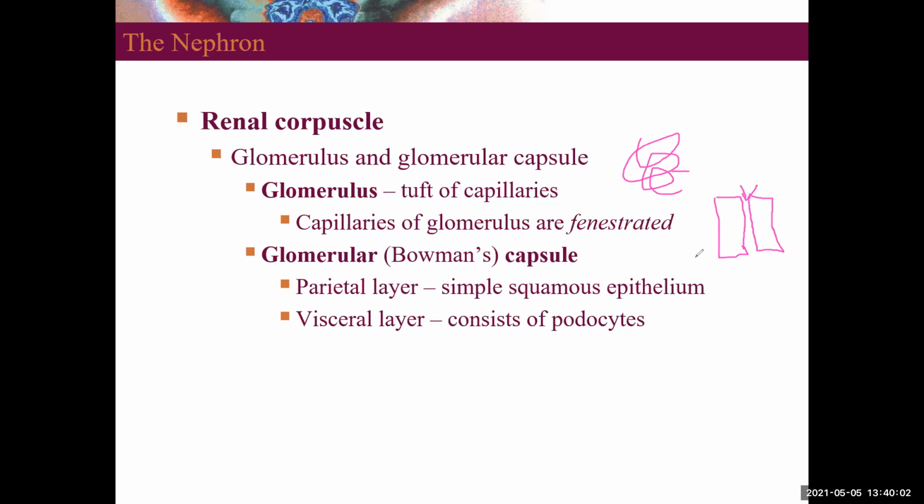This is in the liver too. Do you remember? We did portal circulation in the liver. Due to these holes in the plasma membrane of the endothelial cells, they are highly porous. That's why through the glomerulus, there is a high rate of filtration.